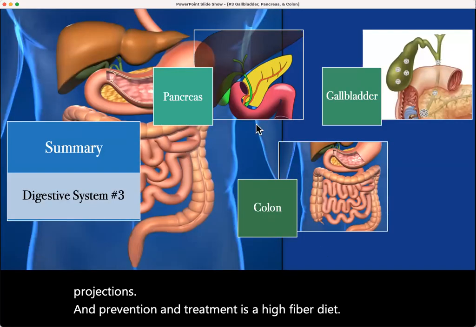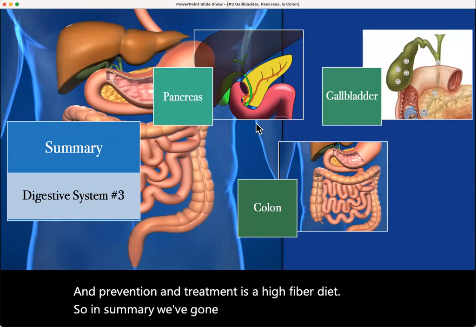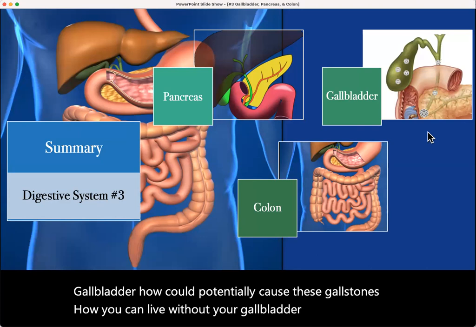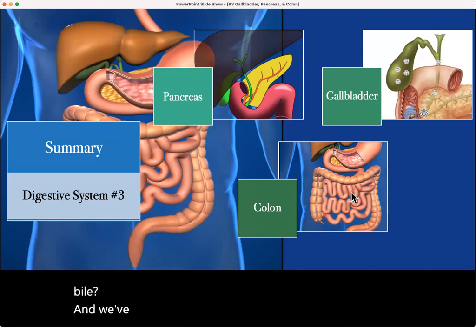So in summary, we've gone through the pancreas, gallbladder, how it could potentially cause these gallstones, how you can live without your gallbladder and still produce bile. And we've gone through the colon, the peritoneum, and the mesentery.